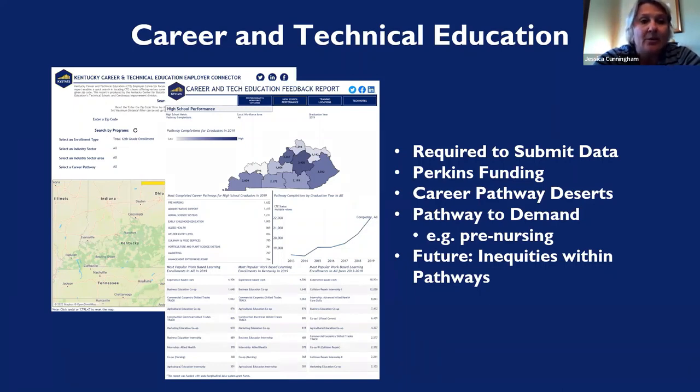But what you see here are 2 different images of 2 different reports. One is the Career and Technical Education Employer Connector. What this report does is look at potential 12th grade enrollees in CTE, co-op eligible CTE enrollees by industry sector and location, so that employers can be connected with students that are available for potential job hiring or co-op internships and so forth.